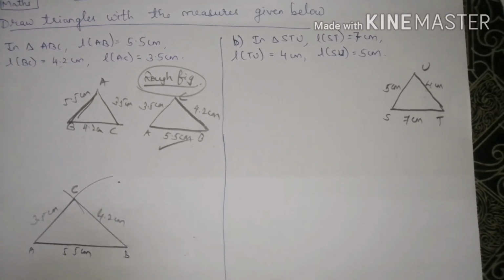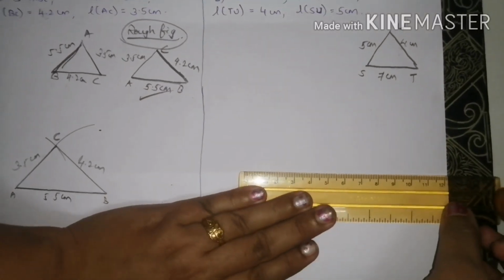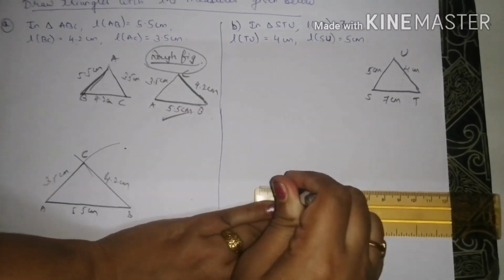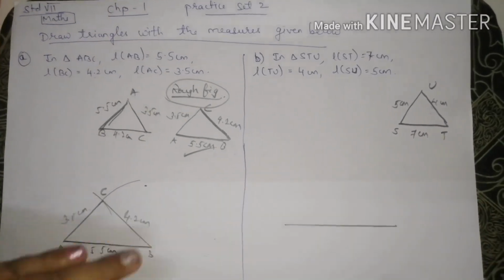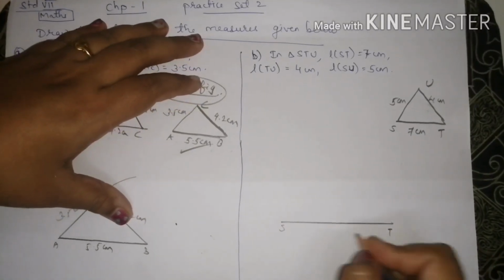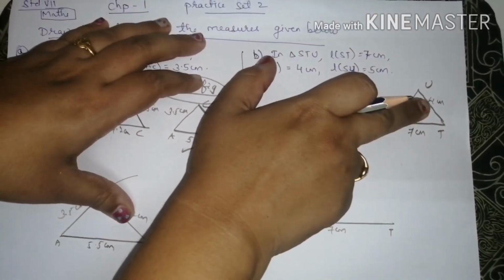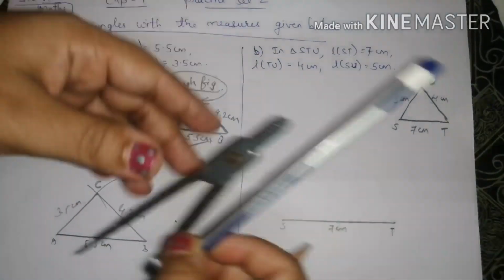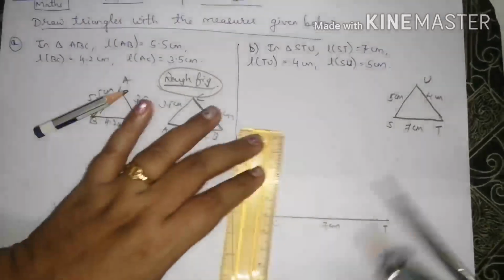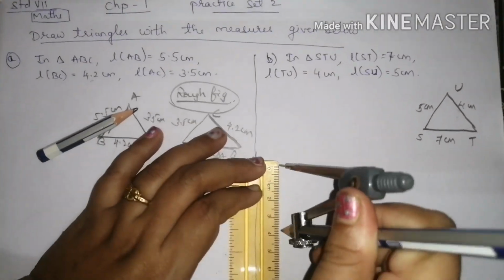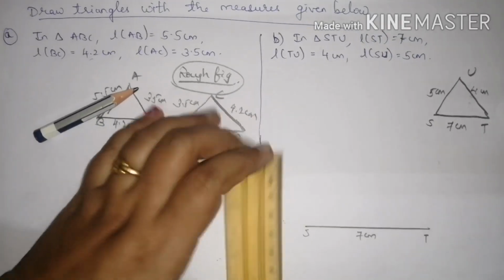For drawing the fair figure, let us start with the base. How much is ST? 7 centimeter. So draw the 7 centimeter base from 0 till here 7. Okay, this is your ST, 7 centimeter. Now from T to U, how much is the distance? 4 centimeter. You have to take that in compass. Don't take directly. First take that distance in a compass. So 4 centimeter. So I have taken 4 centimeter.